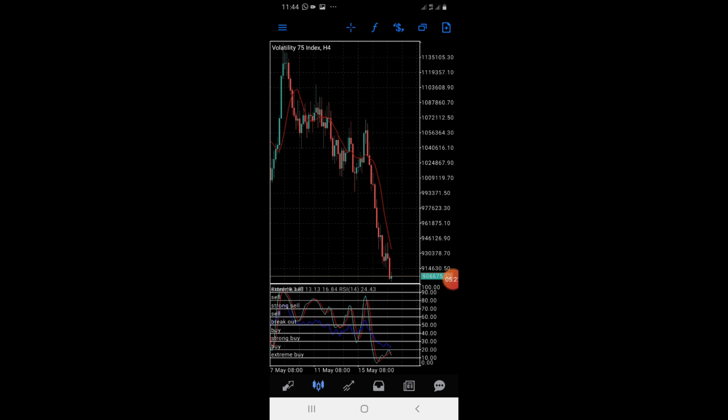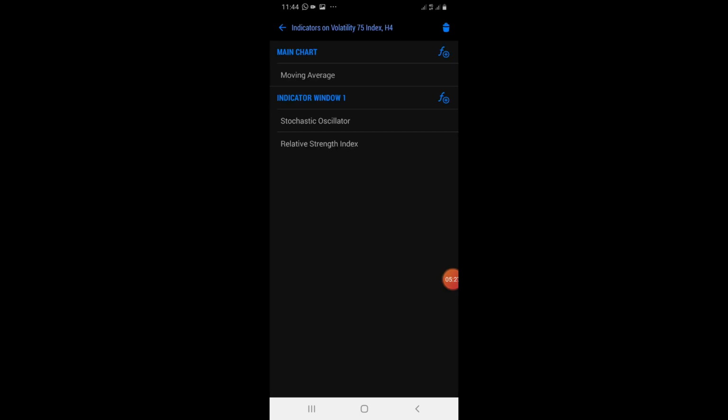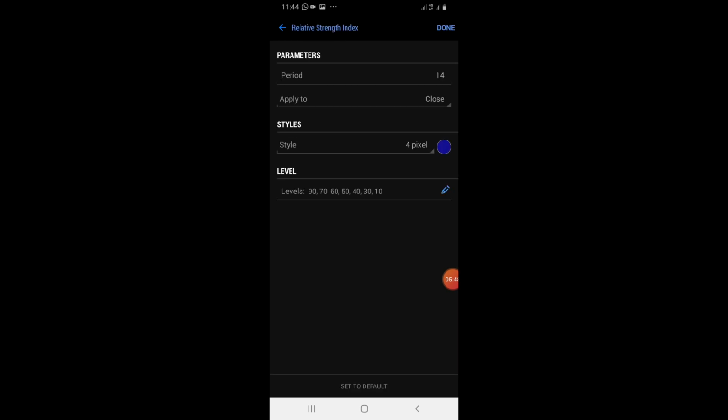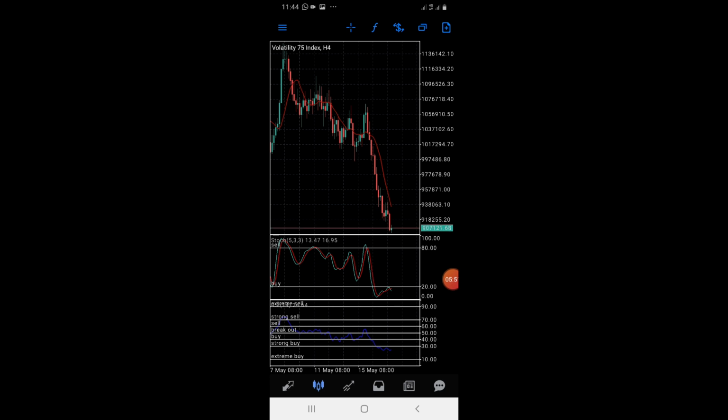Okay, I made a mistake here when adding them, and I hope you don't make the same mistake. I chose my relative strength index to be below my indicator window instead of it having its own window. So I'm going to delete that and then click on main chart. So don't make the same mistake of clicking where it says indicator window. Click on main chart and then go to your RSI. The settings, you still have them, and then click done so that they have separate windows.